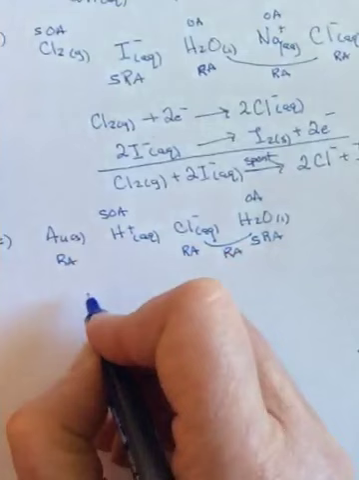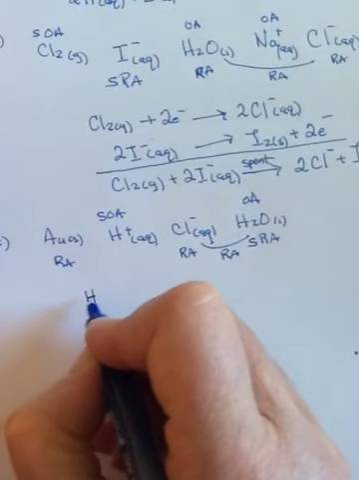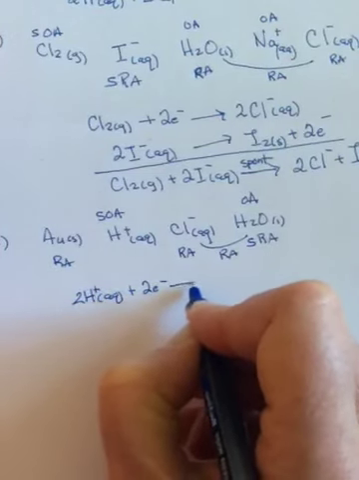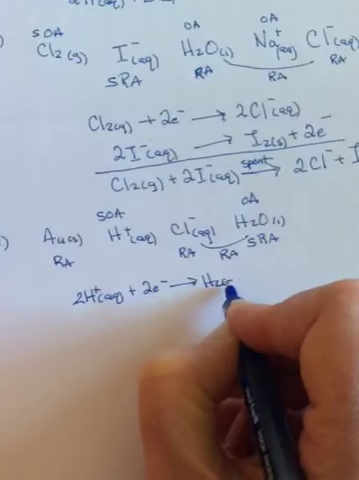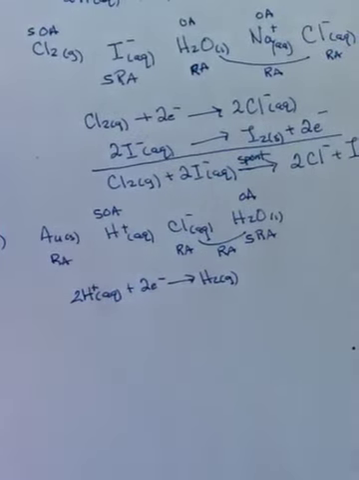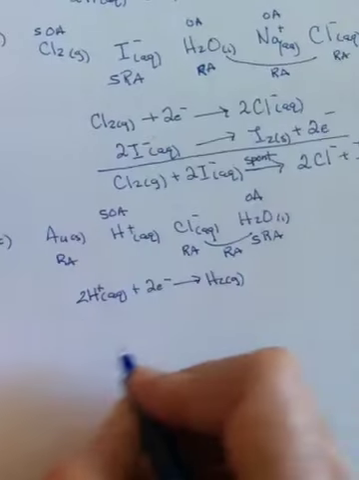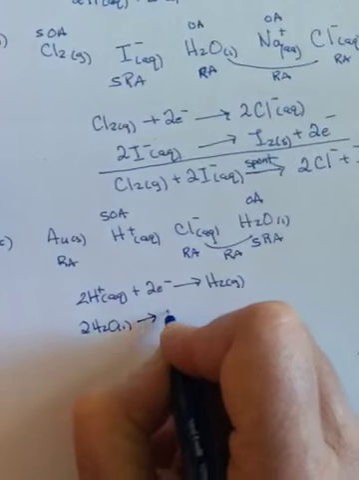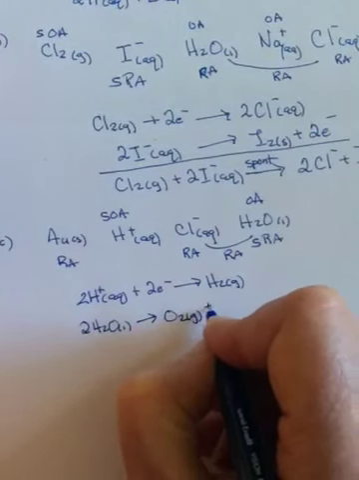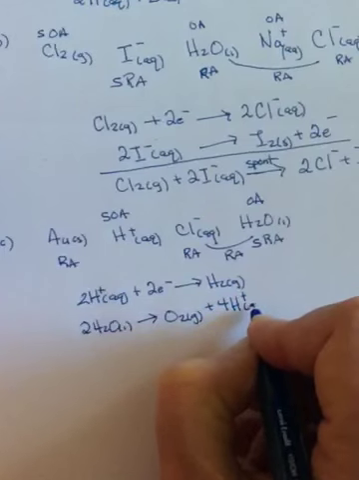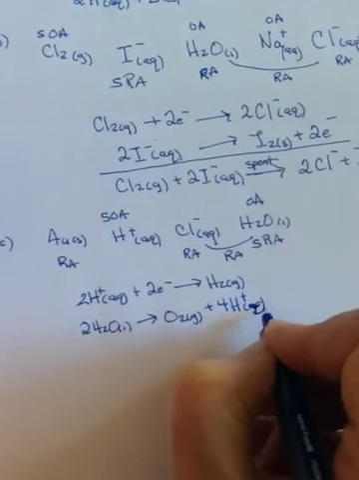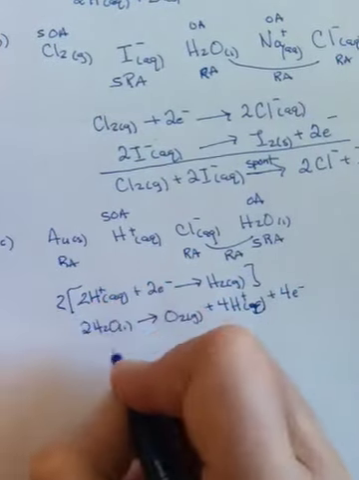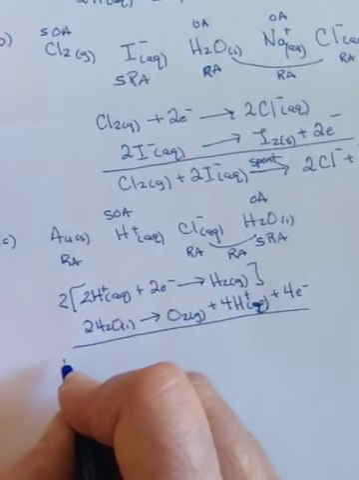So our strongest oxidizing agent half reaction is 2H+ aqueous plus 2 electrons going to H2 gas. And our water one is 2H2O liquid going to O2 gas plus 4H+ aqueous plus 4 electrons. So I need to multiply the H+ reaction by 2 to balance the electrons. And now I can add them together.